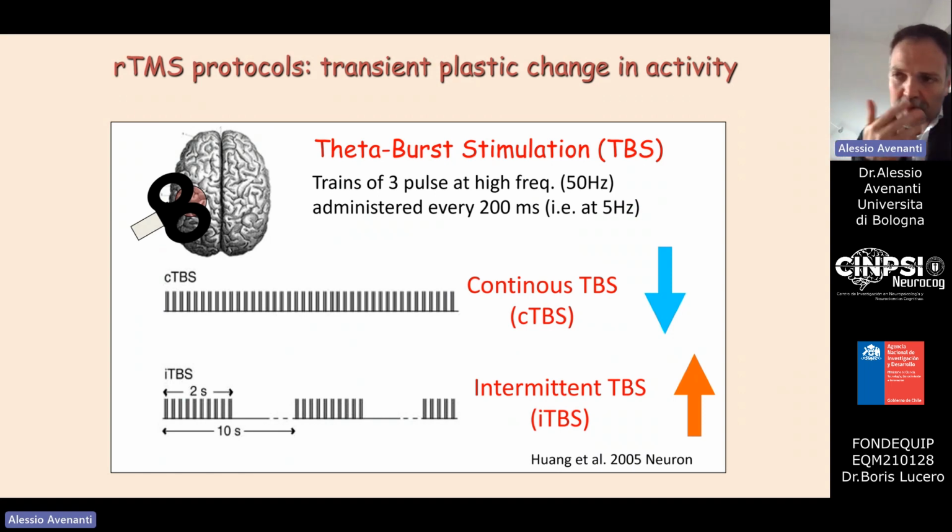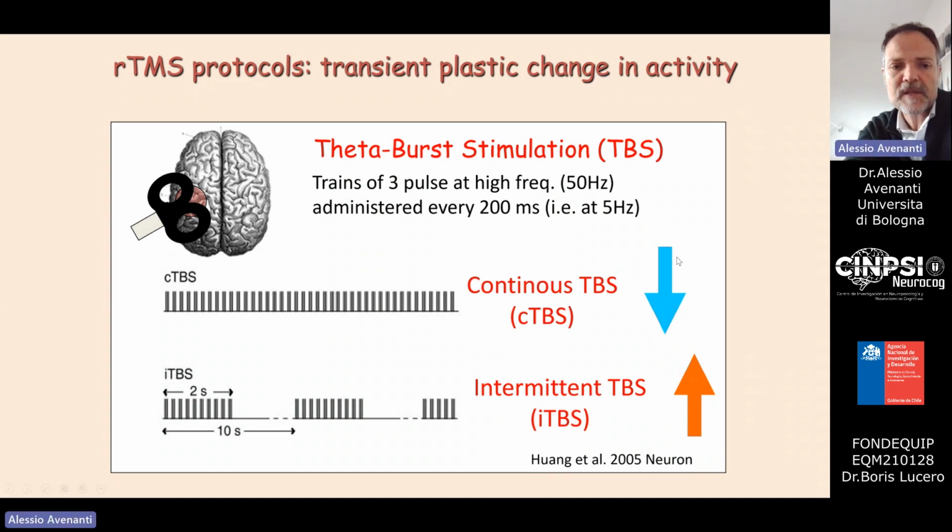Similar effects, although with quite different protocols, have been demonstrated using another protocol. Not the classical standard repetitive TMS, but a protocol called theta burst. It's called theta burst because it is made by high frequency stimulation administered every 200 milliseconds, so around 5 hertz, which is theta frequency. In this case, scholars tend to deliver brief trains of pulses at high frequency, delivered at 5 hertz.